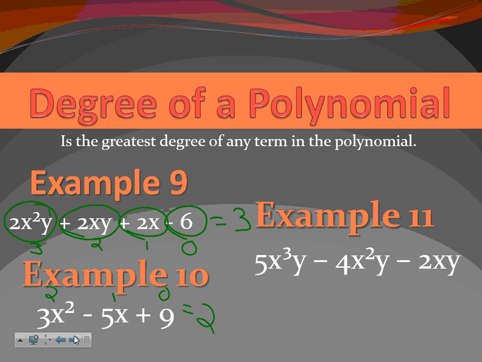Can someone tell me what I'm looking at with example 11? A trinomial, everybody agree? 3 terms? Okay, so what's the degree of the first one? 4. What's the degree of the second one? 3. What's the degree of the third one? 2. And the degree of the whole thing, my mama told me to pick the biggest, which is 4. Question, Harvey.